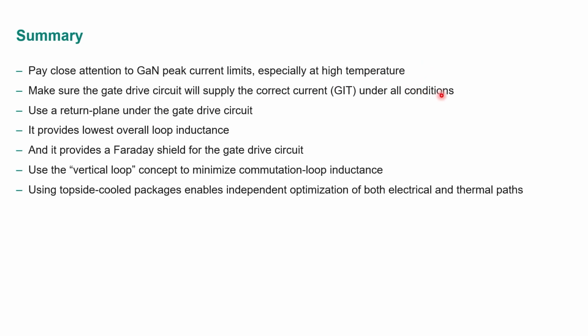Make sure that the gate drive circuit will supply the correct current, the full current. Don't hold back. You want to drive GaN as hard as you can all the time, just to make sure that you never run into a condition where it isn't fully on. Use the return plane under the gate drive circuit to provide the shielding and good return path, and use that vertical loop that we just talked about in the commutation loop in order to minimize inductance in that. And finally, the top-side cooled packages help you then separately optimize, independently optimize the electrical and the thermal path.